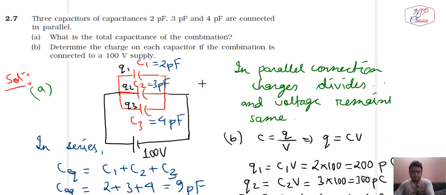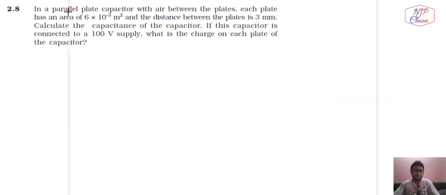So let me move to the next problem. Next problem is question number 2.8. In a parallel plate capacitor with air between the plates, each plate has an area of 6 into 10 to the power minus 3 meter square and the distance between the plates is 3 mm. Calculate the capacitance of the capacitor. If this capacitor is connected to a 100 volt supply, what is the charge on each plate of the capacitor?